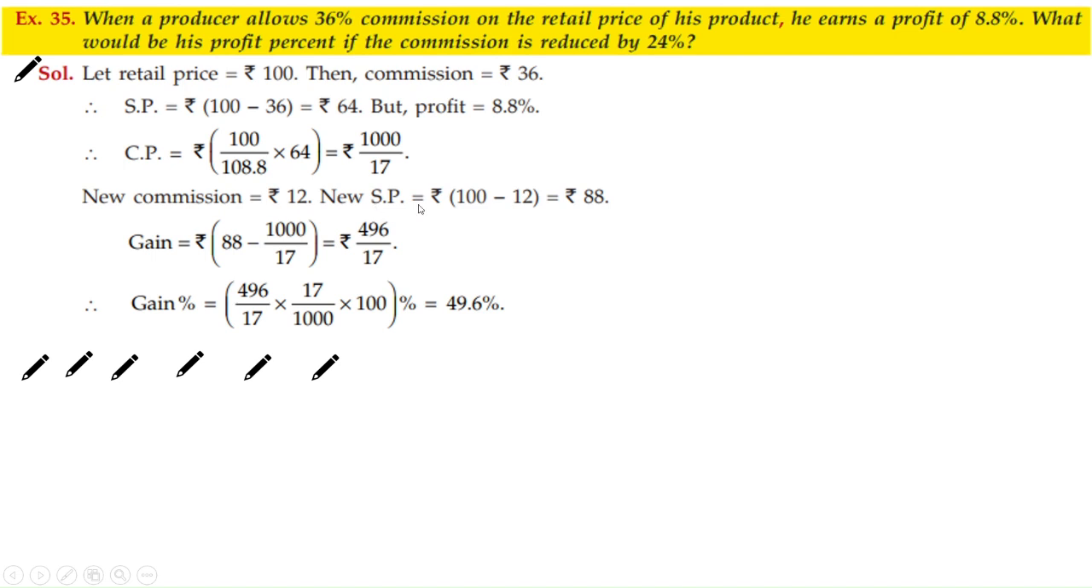New SP equals rupees 100 minus 12, equals 88. Gain equals 88 minus 1000 by 17, which equals 496 by 17. Then gain percent equals 496 by 17 into 17 by 1000 into 100%, which equals 49.6%.